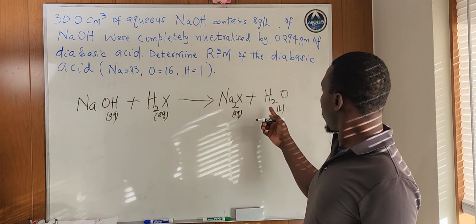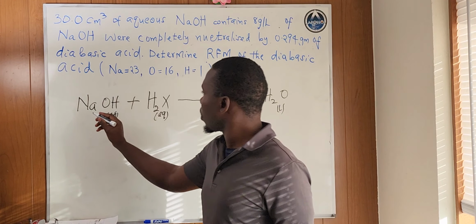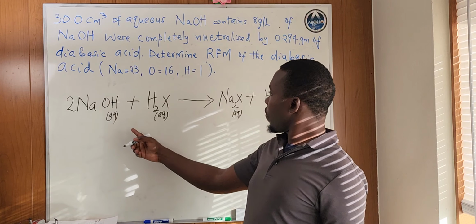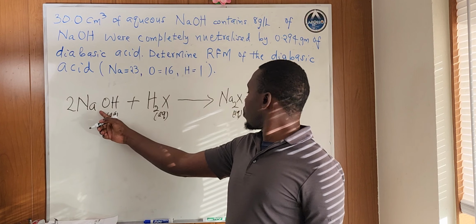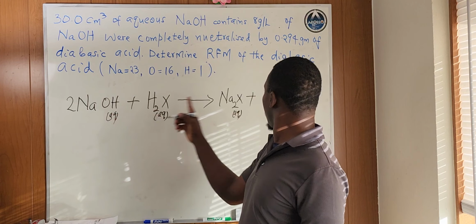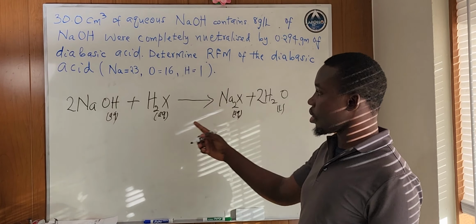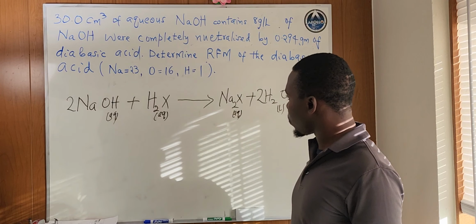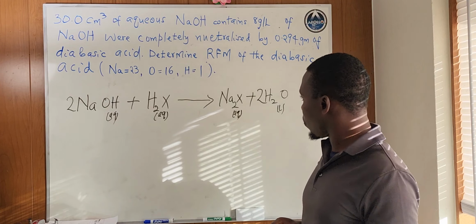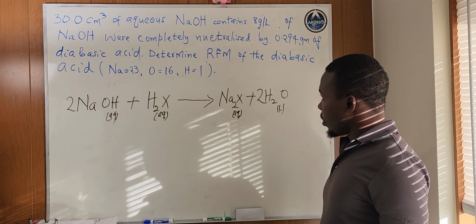We have sodium 2 on one side, sodium 1 here. We can put 2 here, and now we have oxygen 2 on one side, oxygen 1 on the other. Hydrogen is 4 here and 2 there, so we put 2 here and we have 4 hydrogen. The equation is balanced.